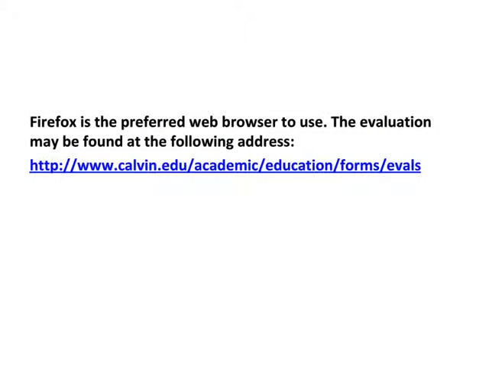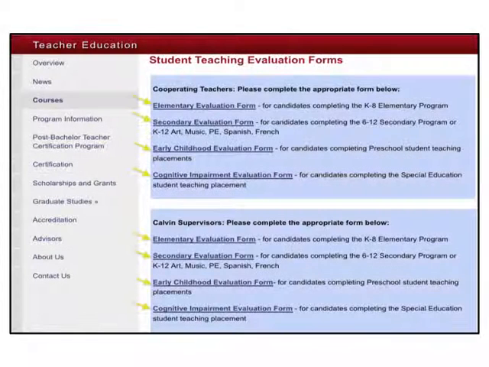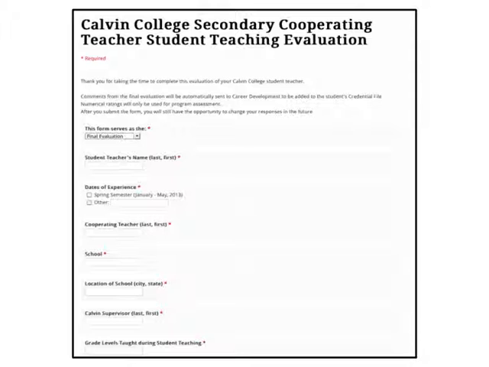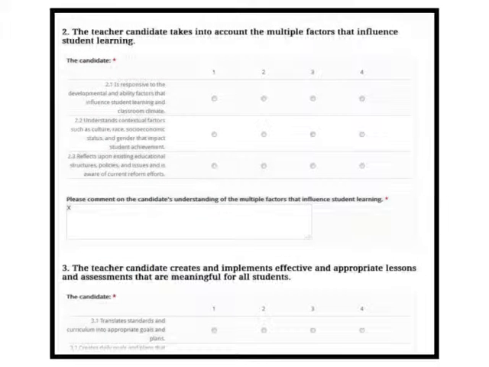Firefox is the preferred web browser to use. The evaluation may be found at the following address: www.calvin.edu/academic/education/forms/evals. Once at this site, please click on the appropriate link. Your browser will bring you to a page like this. Boxes marked with an asterisk require text.